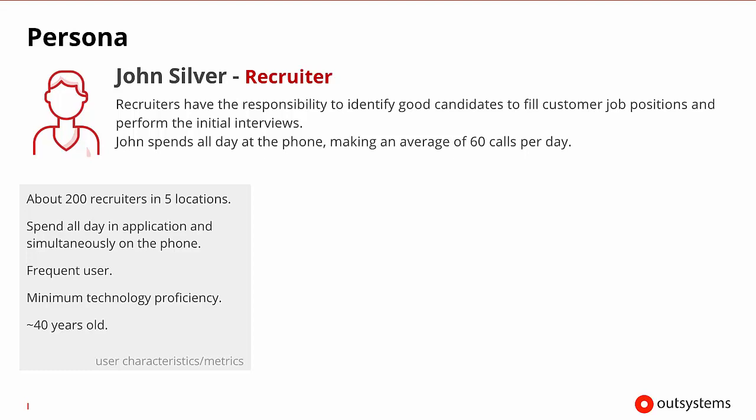So in users, we may have some type of characteristics or different types of measurements that we may wish to be able to understand. So how many users are there?